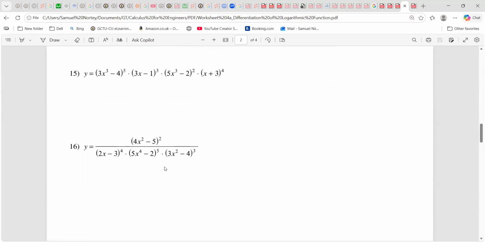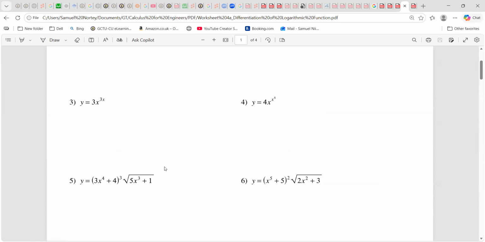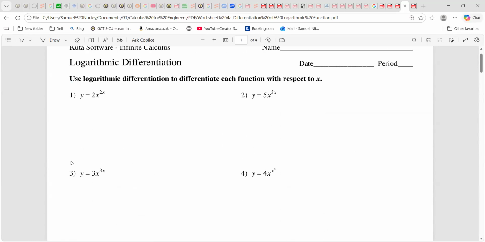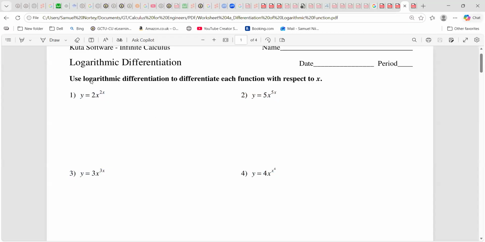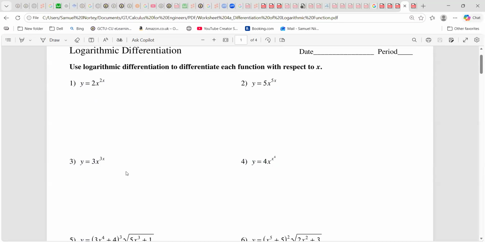So this is 16 questions for the log function. Use logarithmic differentiation to differentiate these functions. These are power functions from the beginning. Like I said, you take natural log on both sides, and then you will be able to use the properties of the log to simplify it, and then you make dy/dx the subject.